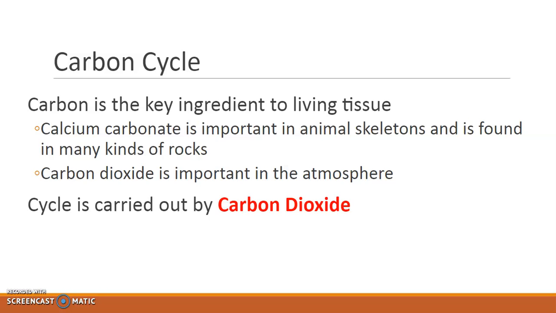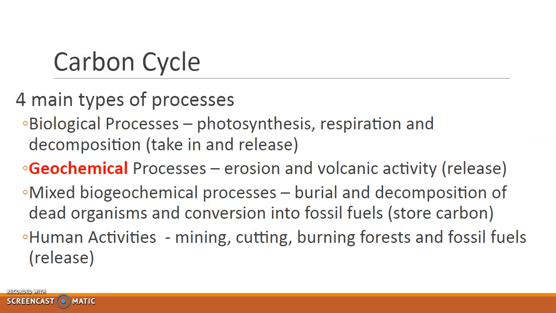The carbon cycle: carbon is the key ingredient to living tissue. We're all made up of carbon. Everything living has carbon in it. Calcium carbonate is important for animal skeletons, like our bones. It's also found in lots of rocks. Carbon dioxide is important in the atmosphere, and we breathe out carbon dioxide. The carbon cycle is mainly carried out by carbon dioxide. That's what kind of fuels it.